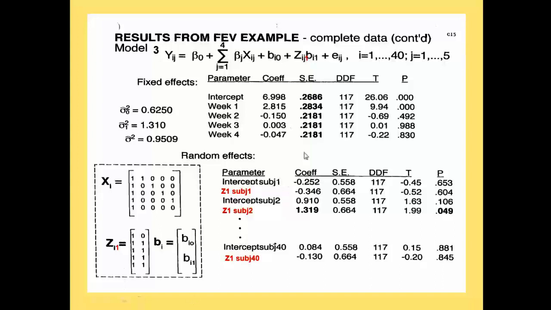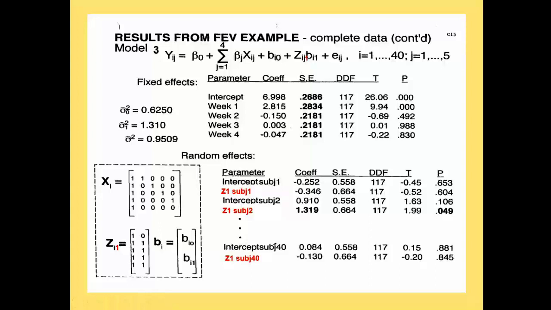Now you notice, for example, for subject number two, the b_i1, it's really b_21, i is two. B_21 is 1.319, and you look at the p-value, it's 0.049, it's significant at the 5% level. So it looks like, if you just looked at these numbers, that subject two has a significant slope, and you might say, therefore, subject two was significantly and negatively affected by the pollution alert.